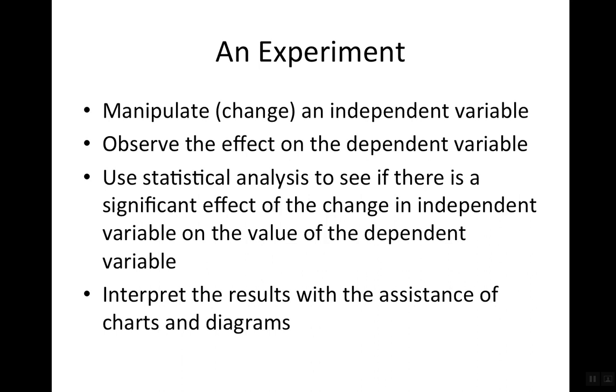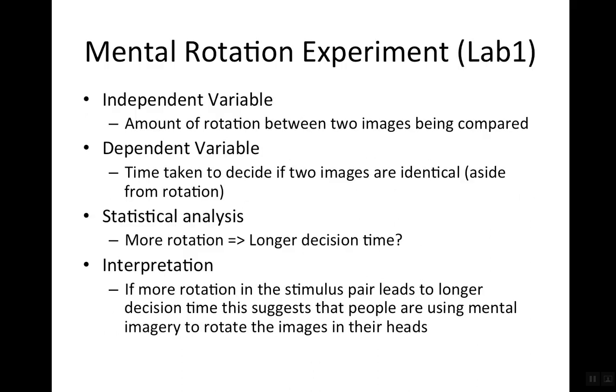So we start off in an experiment and we change the independent variable, we observe the effect on the dependent variable, we use statistical analysis to see if there's a significant effect of the independent variable on the dependent variable, and then we interpret the results, usually with some kinds of charts or diagrams.